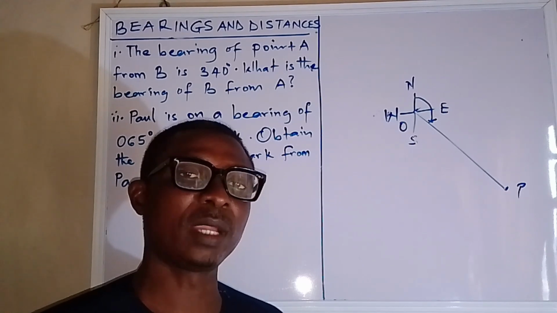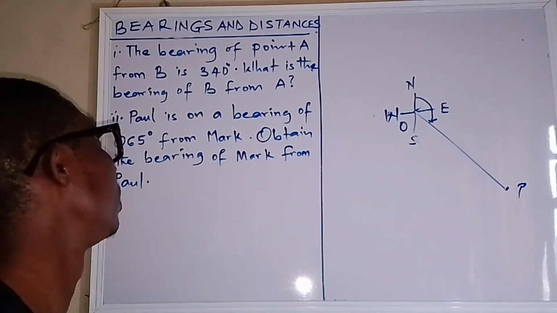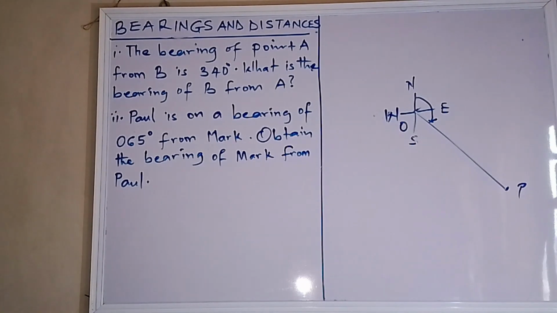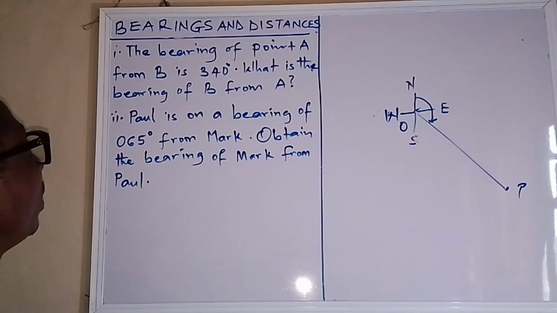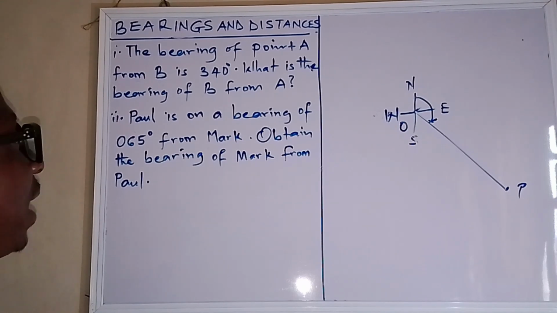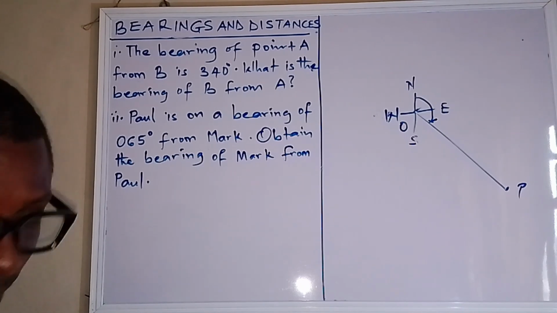Now let us look at some questions on bearing. Now what we have here: the bearing of point A from B is 340 degrees. What is the bearing of B from A? Bearing of point A from B is 340 degrees. What is the bearing of B from A?